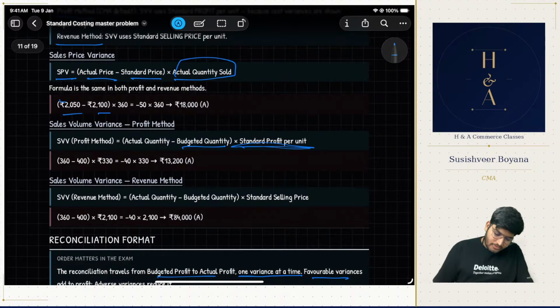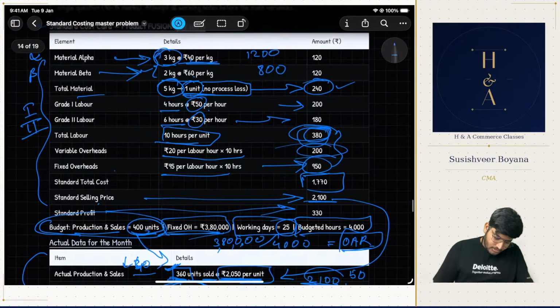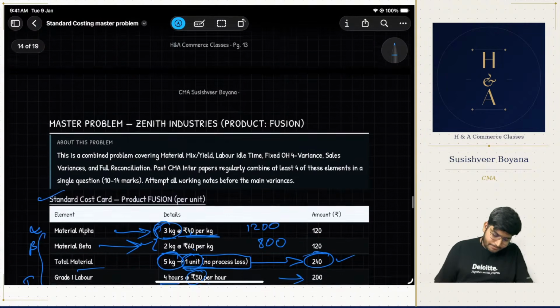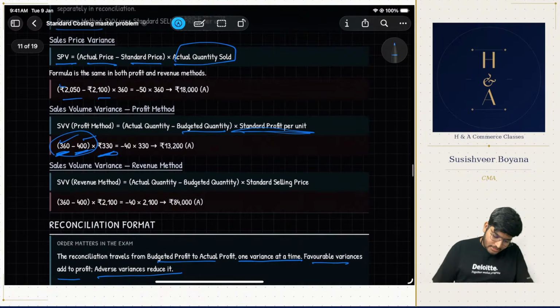Again, standard profit per unit, we see the figures. 360 minus 400, we already saw the difference. This is the actual, this is the budgeted, into the standard price. I don't remember the standard price. Is it correct? Yeah, standard sale price. We didn't completely look into it. So 330, and that's there.